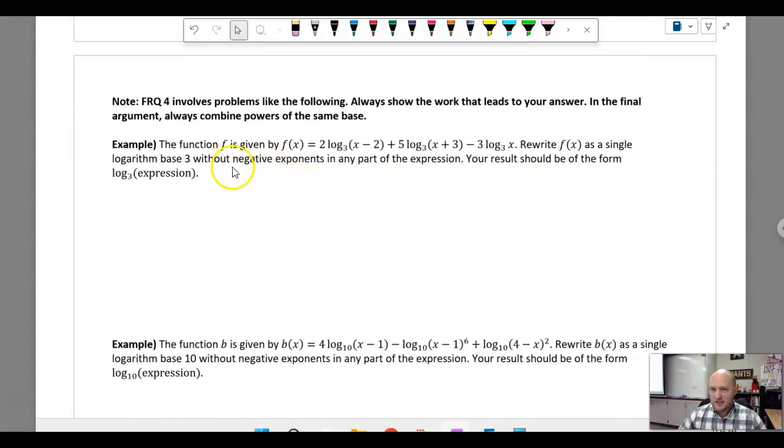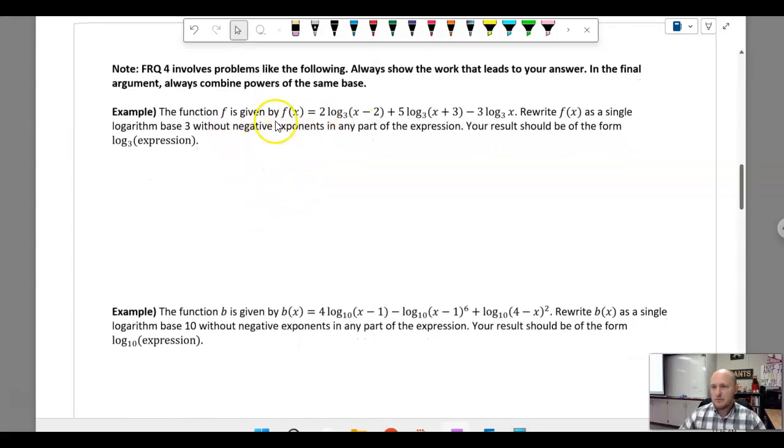All right, so example 1, they say the function f is given by f of x equals 2 times log base 3 of x minus 2 plus 5 times log base 3 of x plus 3 minus 3 times log base 3 of x. They say rewrite f of x as a single logarithm with base 3. F of x is a single logarithm, base 3, without negative exponents. Very important. No negative exponents in any part of your expression. And your result should be of the form log base 3 of expression. So your answer should look like this.